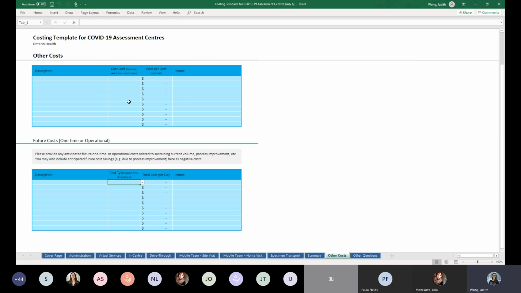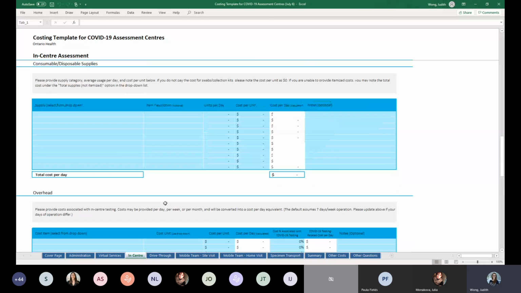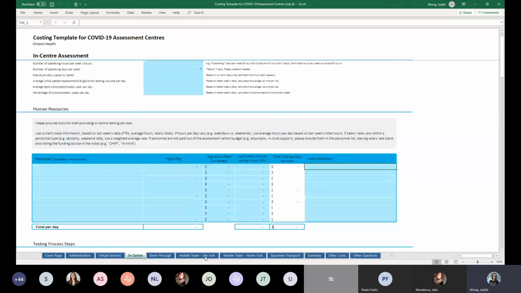So you have the option to do either for most things except for personnel, where we really want to make sure you put the personnel under whichever model they're working. So if you have in-kind for your in-center or your mobile team or your admin, put it under those respective models.